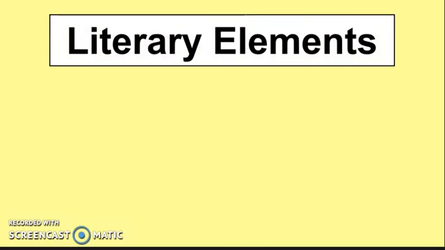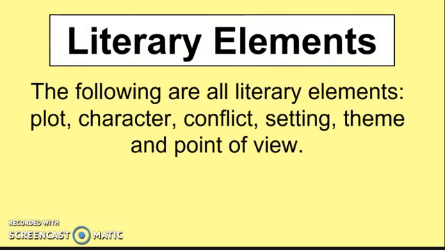Literary elements are the essential parts of storytelling that are found in almost all types of literary and narrative writing. And since a drama is a story, meaning a written composition that is performed, it uses almost the same literary elements as other literature. The following are the literary elements that drama uses: the plot, character, conflict, setting, theme, and point of view.